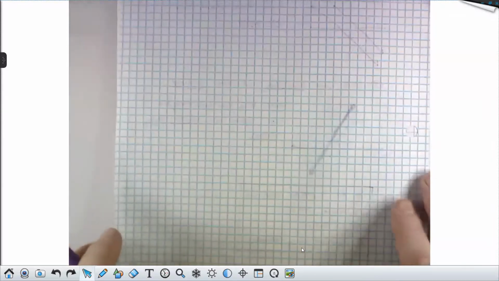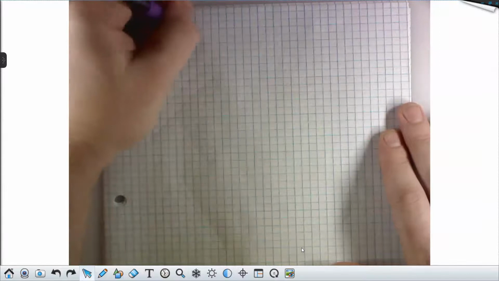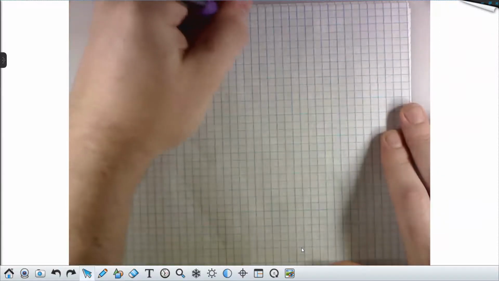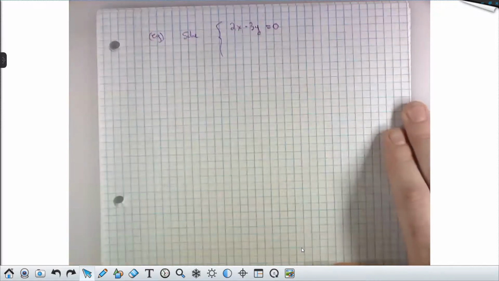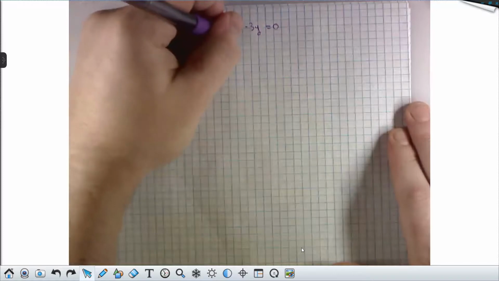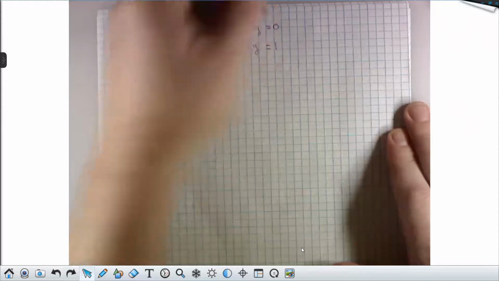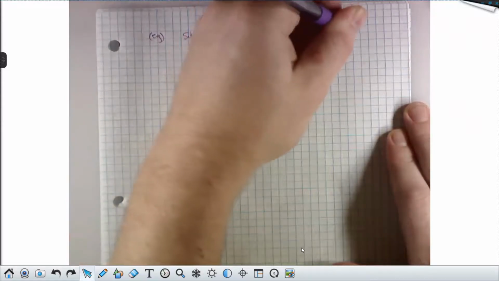Okay. This is a little marked up. I'm going to do these all by elimination because that's how I want you to get comfy with these. Elimination is the better tool. So let's solve 2x minus 3y equals 0 and x plus y equals 1 by elimination.